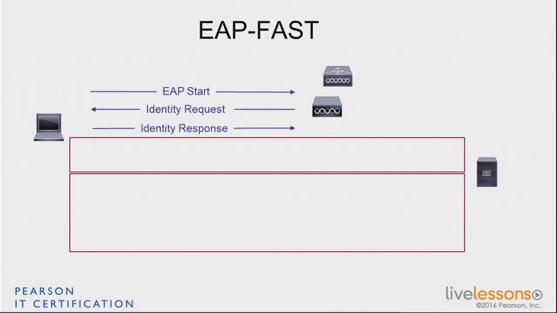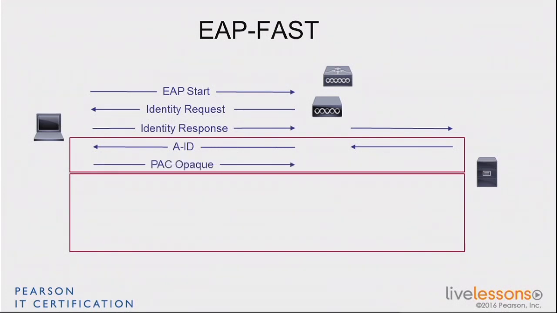Identity request, and you send your identity. Fine. But then that's where we have this exchange where I'm going to communicate to you my authority, my authentication ID, and then you're going to return the PAC. From that moment on, both of us have the password, and we can exchange encrypted traffic.